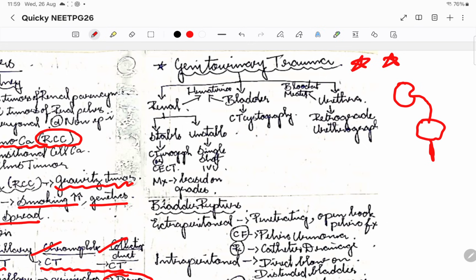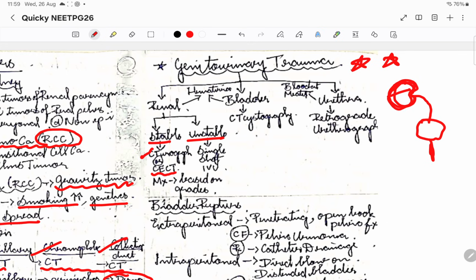Okay, if a renal trauma has happened, we'll see how we diagnose it based on whether the patient is stable or unstable. If the patient is stable, we are going to go for CT urography, or CECT, and diagnose the type of injury and the stage of the injury.